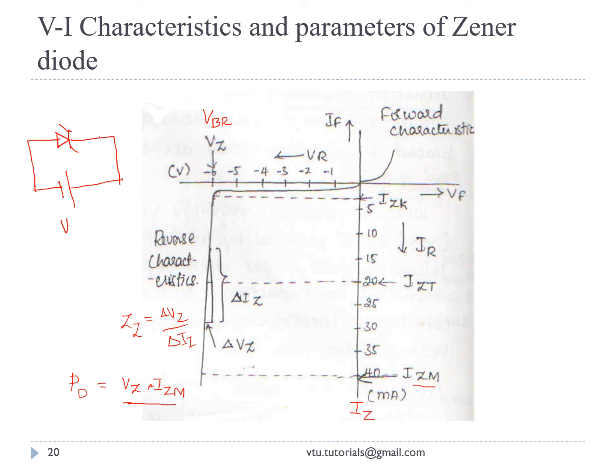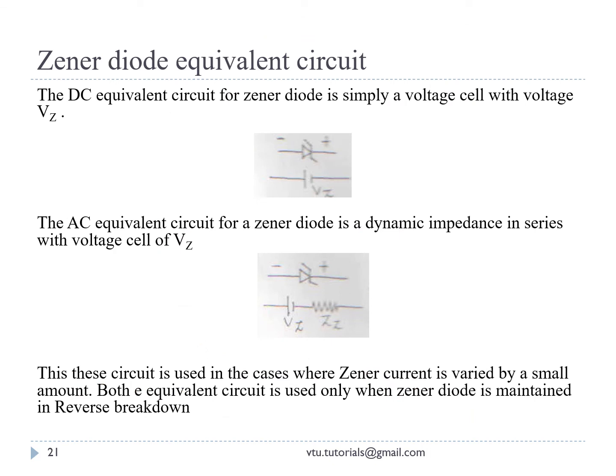So by maintaining the power dissipation at this level, you can maintain the breakdown region, right? With the current limitations, we can have the breakdown of the Zener diode with the constant voltage Vz and a power dissipation of Vz into Izm, and there exists an impedance delta Vz by delta Iz in the circuit for the flow of current. So this will be the characteristics and some important parameters which are essential for our numerical calculations. So now let's see the Zener diode equivalent circuit.